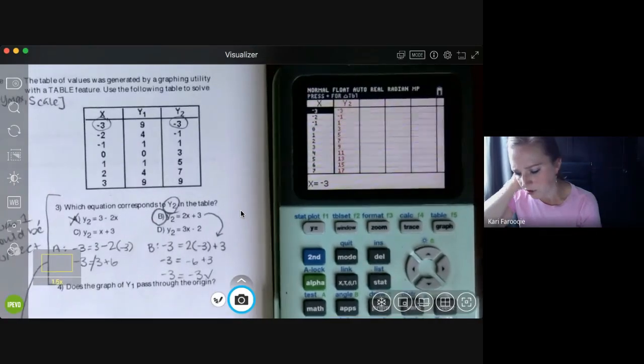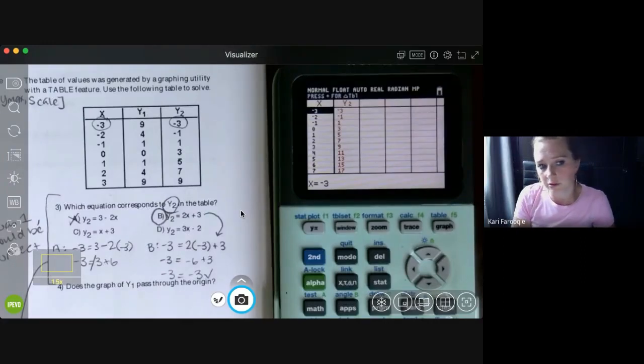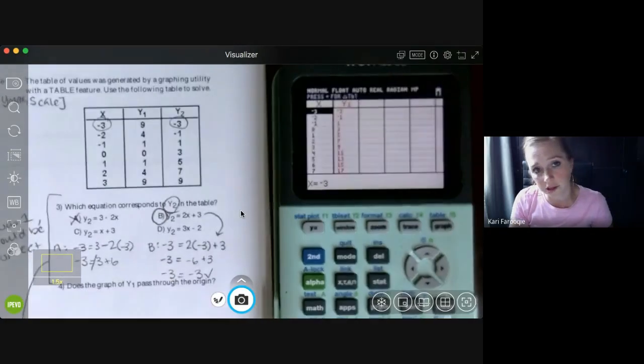Any other questions about figuring out which equation corresponds to the data in the table, or how we would use our calculator to do that? Okay, so yeah, usually students just test values, but if you want to use your calculator, be my guest.